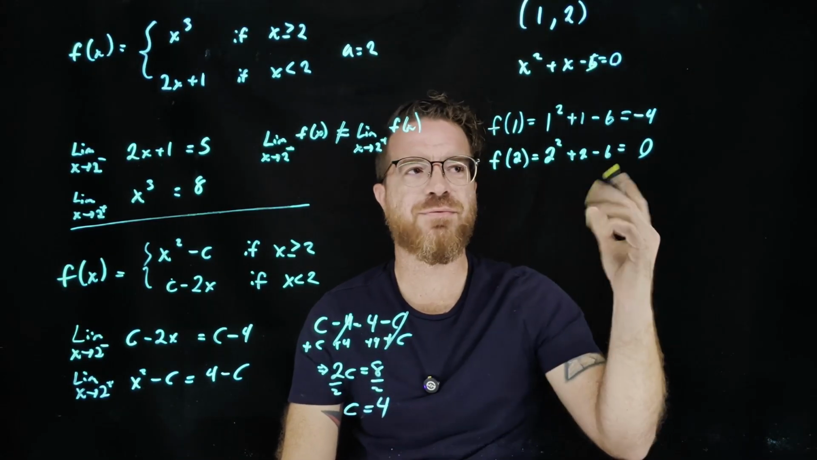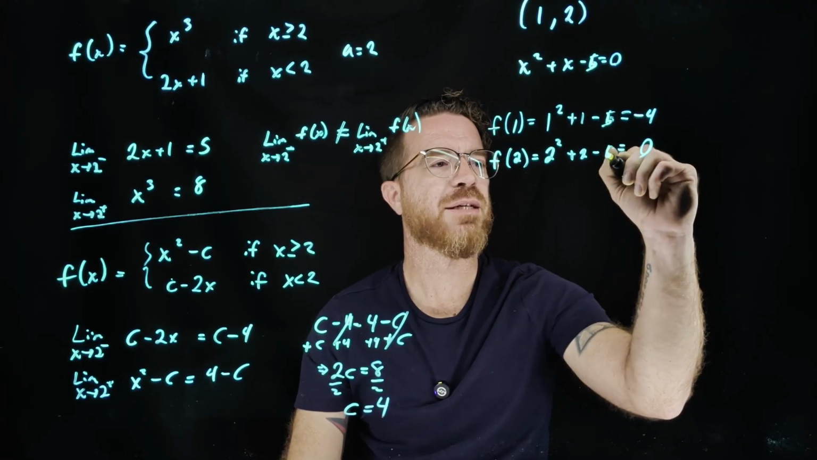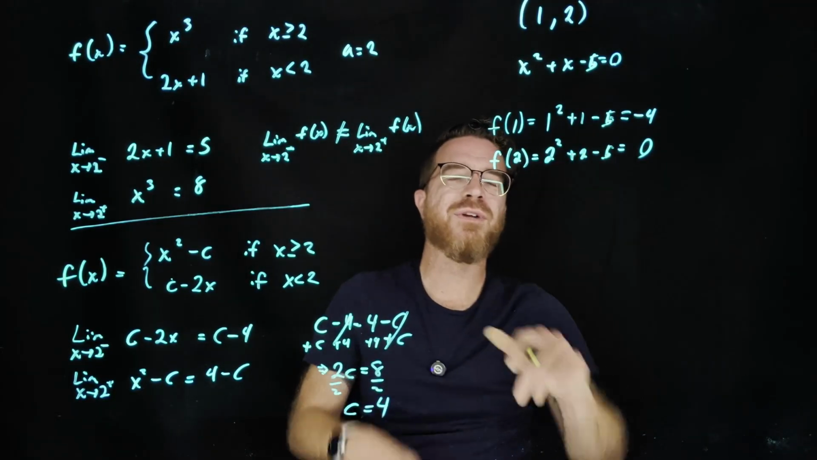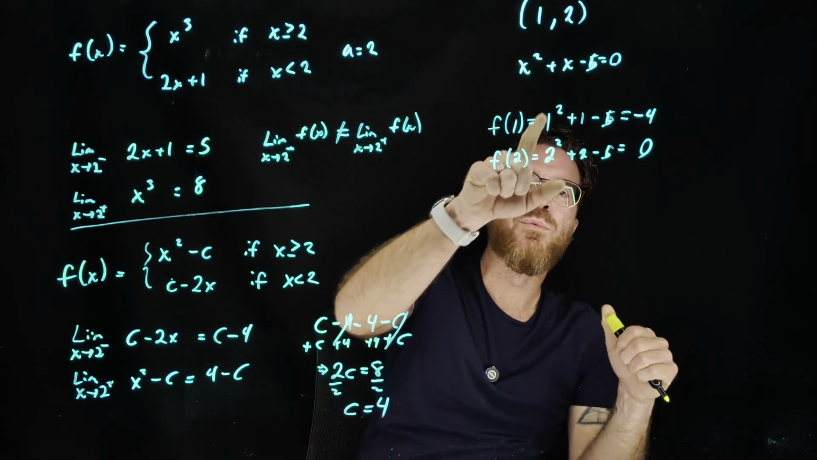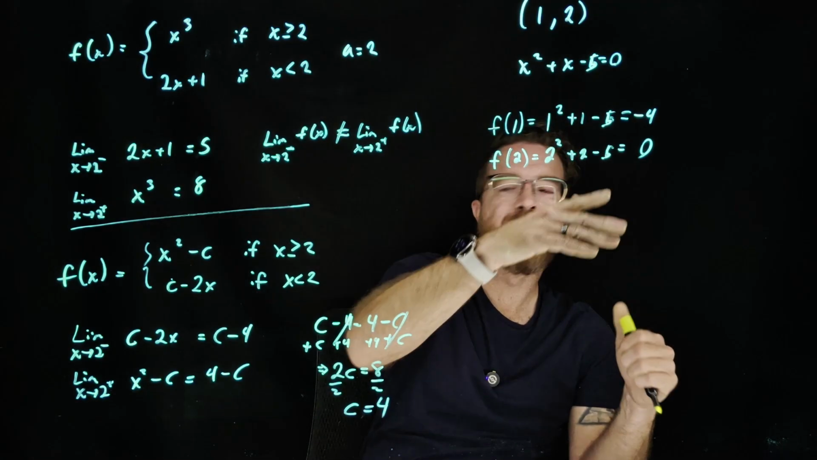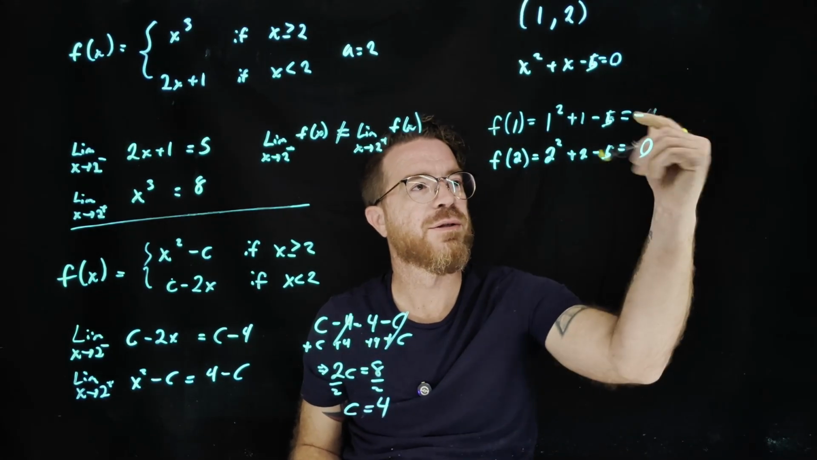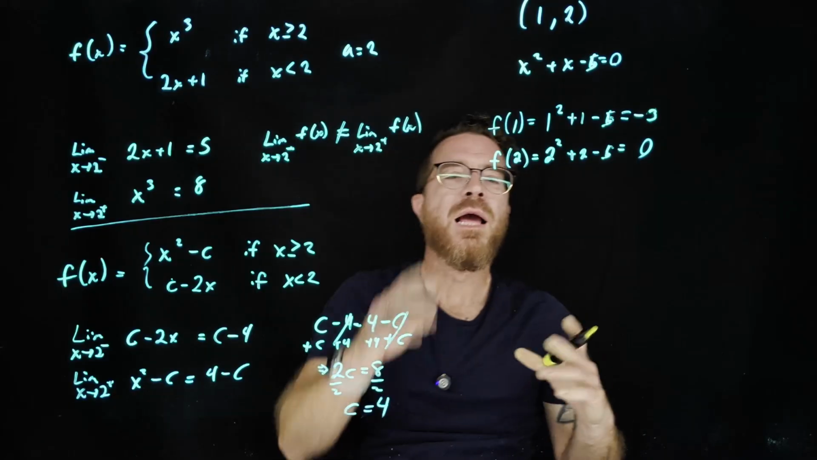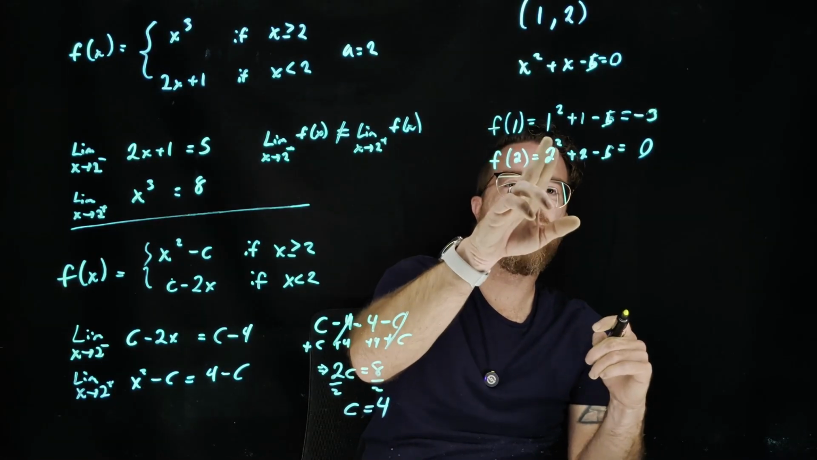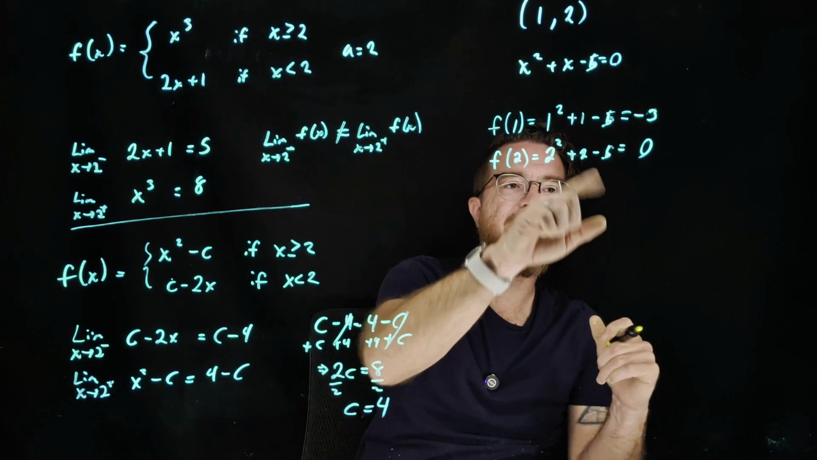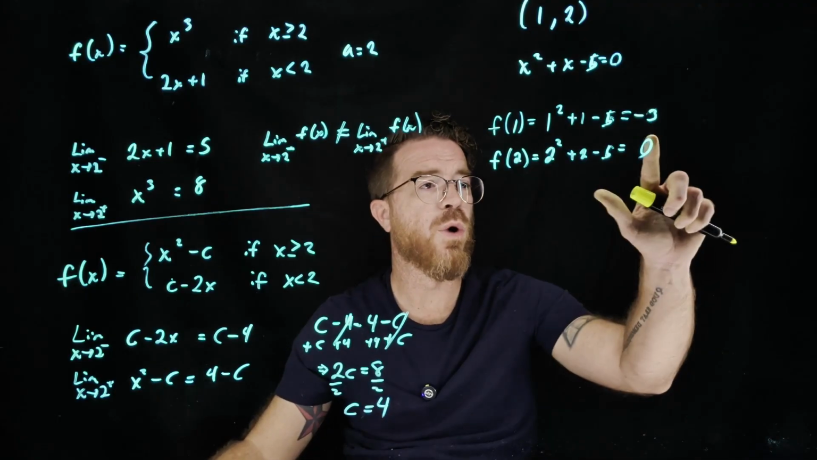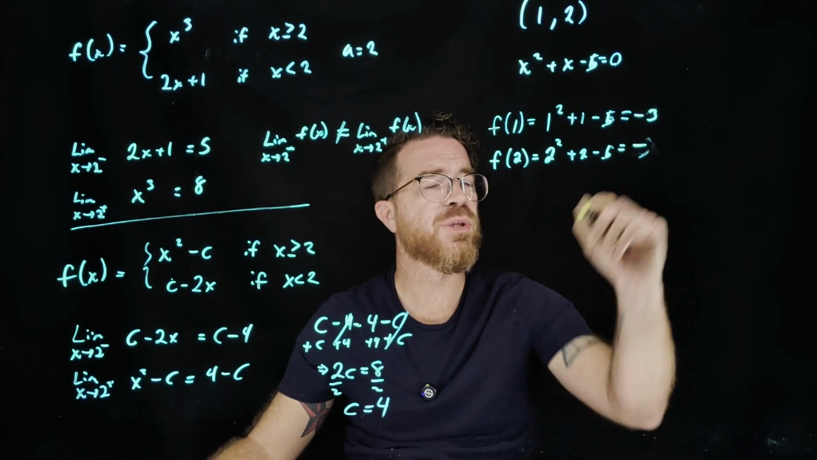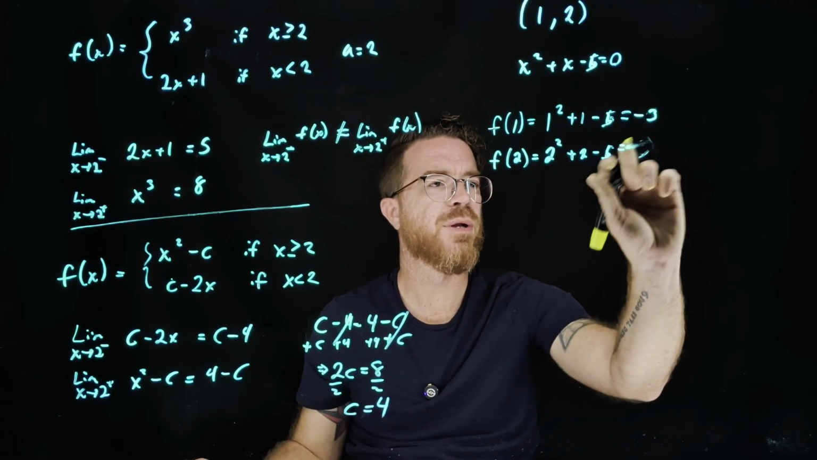Let's say that this was -5, right? So we do -5, -5. Then whenever we did our first function, f of 1, we would get 1 plus 1 minus 5, which would give us -3. So this would be -3. If we plugged in our 2, this would be 4 plus 2 is 6, minus 5 would give us 1. So +1.